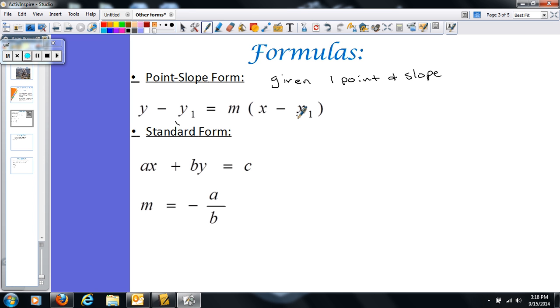Standard form is ax plus by equals c. A and b are the numbers. So an example of what this might look like is 2x plus 2y equals 3. Okay? Ax plus by equals c, with a slope of m equaling negative a over b.